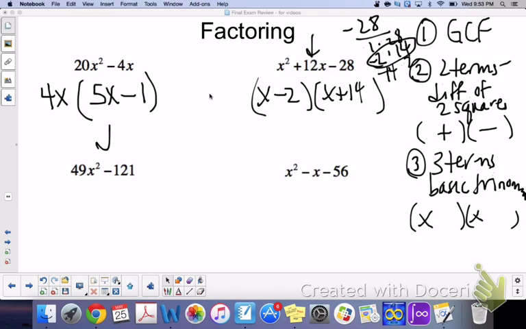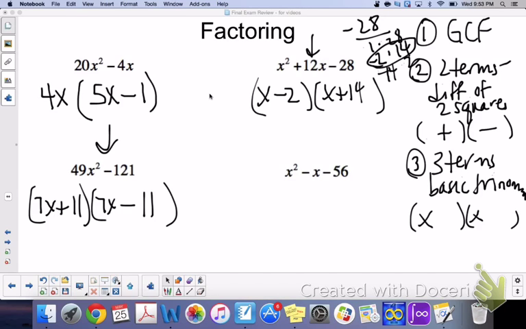Okay. The next one, we have two terms here. There's no common factor. Okay, nothing goes into both 49 and 121. So we look at them and think, oh yeah, 49 is a perfect square, 7 times 7. 121 is a perfect square, 11 times 11. So what can we multiply to get 49x squared? 7x and 7x. And then what can we multiply to get 121? 11 and 11. One's plus, one's minus.